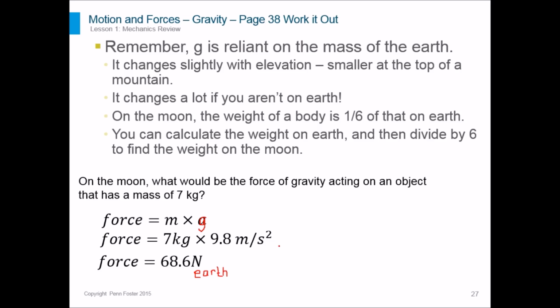Lovely. And it asks us what the weight is on the moon. So now we divide. We take 68.6, divide it by 6, and there's our answer of the object's weight on the moon, which is 11.43.